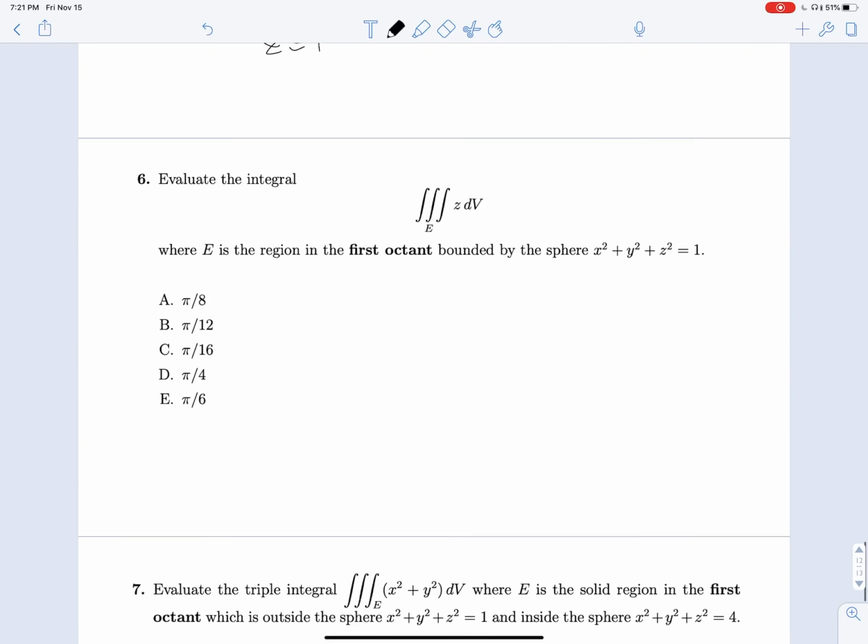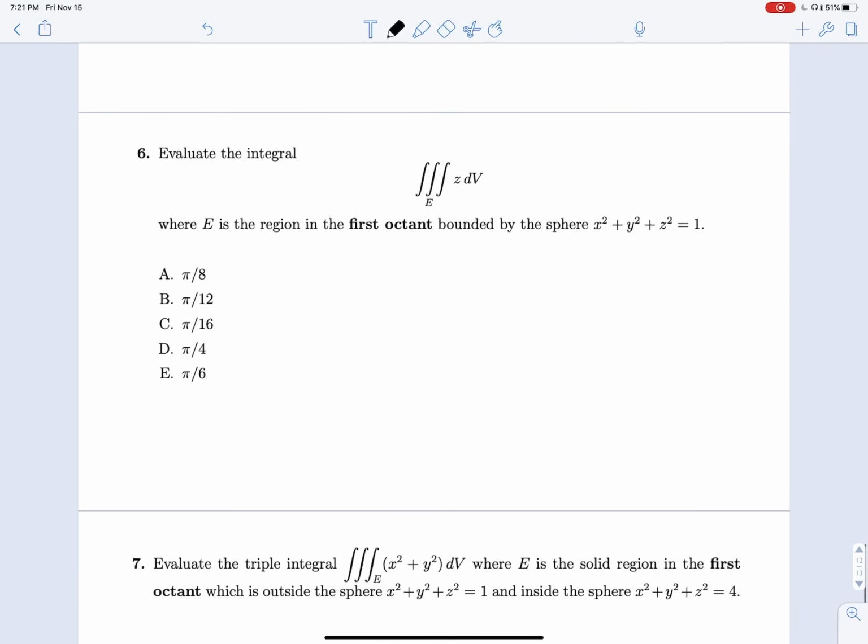Okay, we're evaluating this integral. Oh, thank God, I only have 2 left. Okay, we're evaluating this integral where it uses a region in the first octant bounded by the sphere.